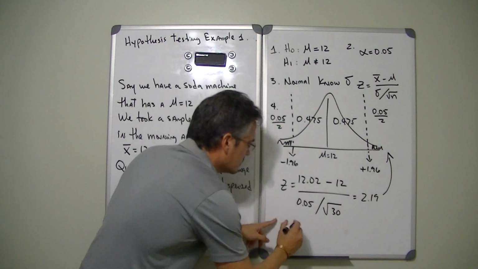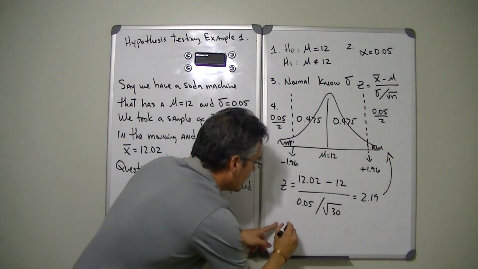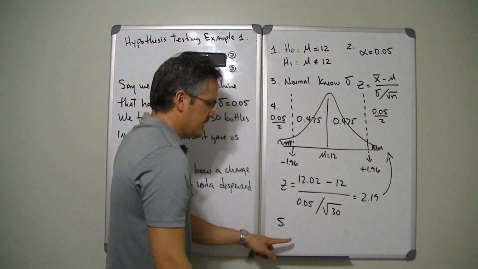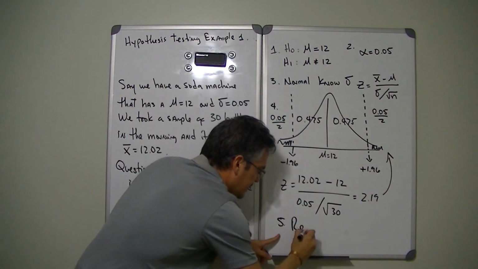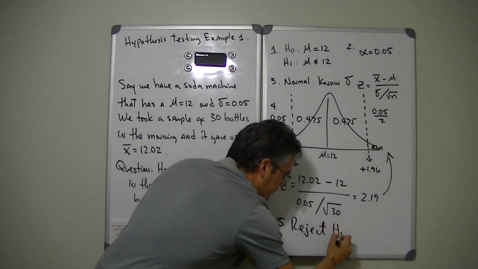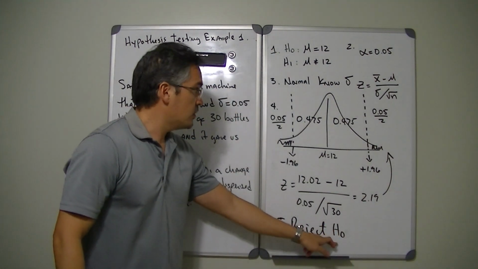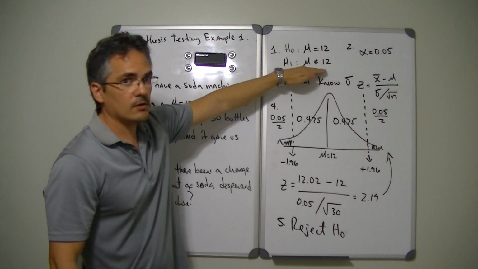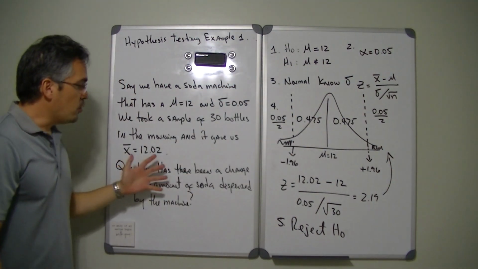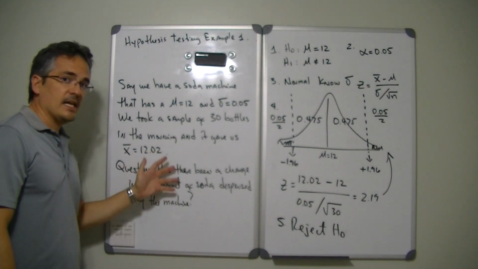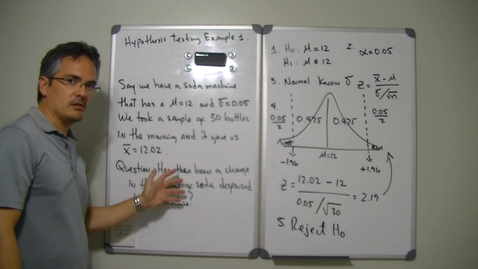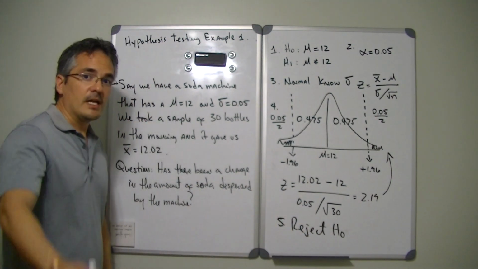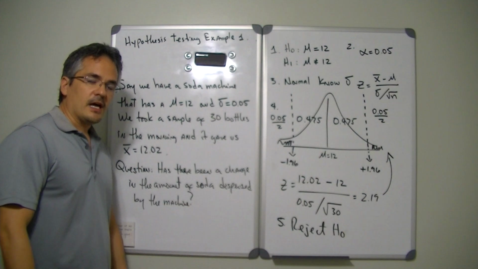Now notice that this value that we got is on the right side. Because of that, for step number 5, that number is greater than 1.96, therefore we're going to reject H0. If we reject H0, what we're basically saying is that we think that H1 is correct and mu does not equal 12. Therefore, to answer the question, yes, there has been a change in the machine. In this case, it might be dispensing too much soda. All right, I hope you got this one right, and I'll see you next time.